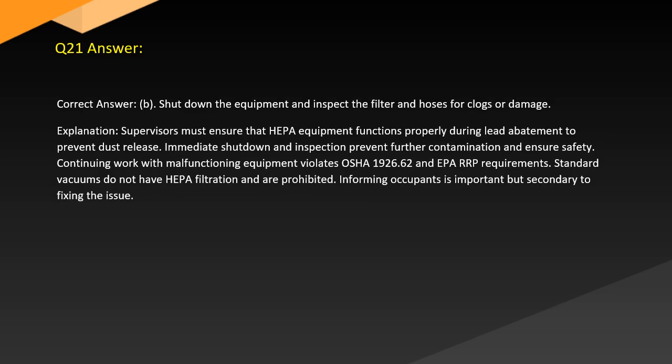Answer. Correct answer: B. Shut down the equipment and inspect the filter and hoses for clogs or damage. Explanation. Supervisors must ensure the HEPA equipment functions properly during lead abatement to prevent dust release. Immediate shutdown and inspection prevent further contamination and ensure safety. Continuing work with malfunctioning equipment violates OSHA 1926.62 and EPA requirements. Standard vacuums do not have HEPA filtration and are prohibited. Informing occupants is important but secondary to fixing the issue.